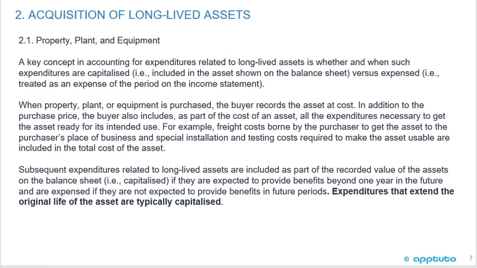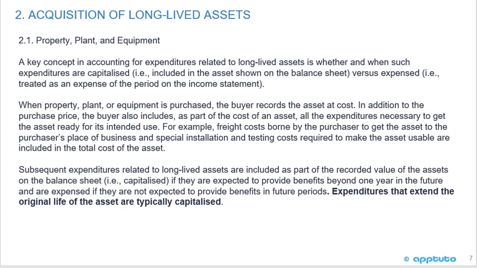Now we're going to look at the acquisition of long-lived assets, starting with property, plant, and equipment. A key concept in accounting for expenditures related to long-lived assets is whether and when such expenditures are capitalized, included in the asset shown on the balance sheet, versus expensed, which is treated as an expense in the period on the income statement. When property, plant, or equipment is purchased, the buyer records the asset at cost. In addition to the purchase price, the buyer also includes, as part of the cost of an asset, all the expenditures necessary to get the asset ready for its intended use. For example, freight costs borne by the purchaser to get the asset to the purchaser's place of business and special installation and testing costs required to make the asset usable are included in the total cost of the asset.